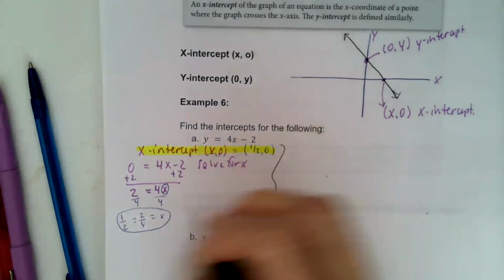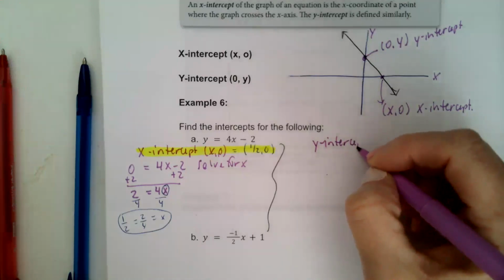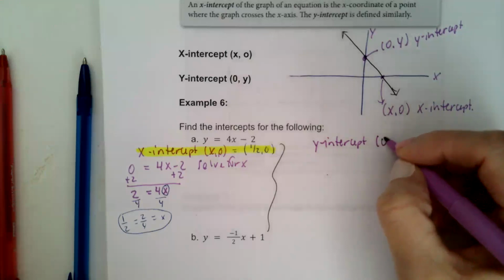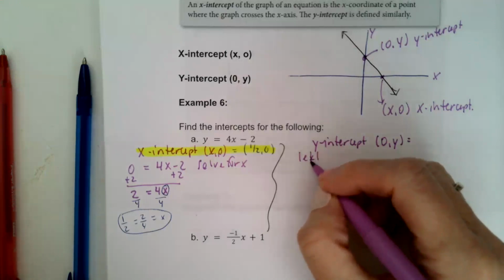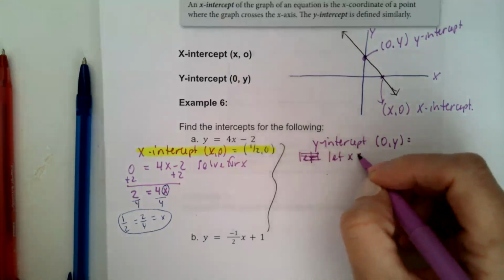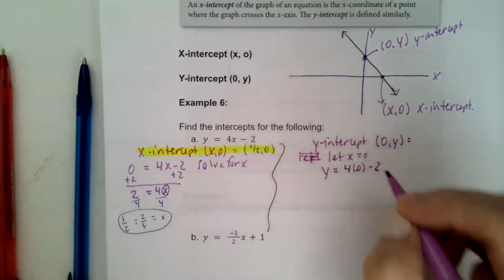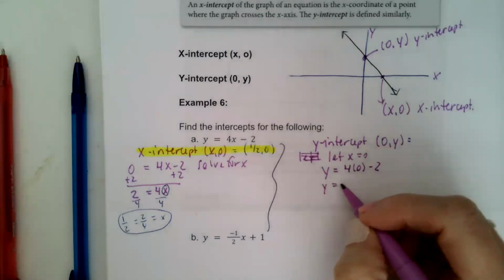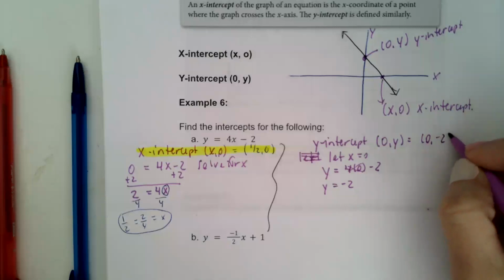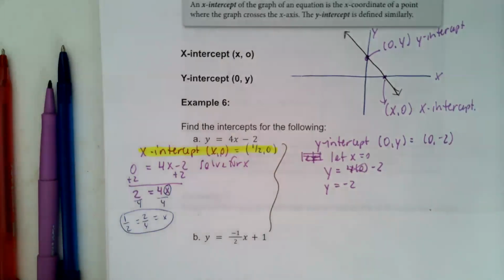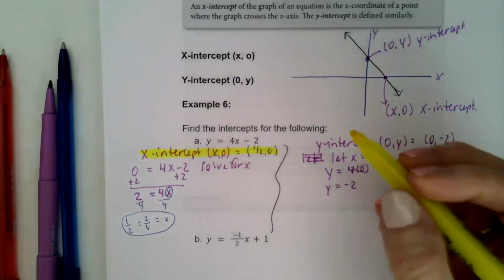Now we're going to find the y-intercept. So the y-intercept is actually easier to find. It is when x is 0, we're finding the y value. So we're going to let x equal 0. So y equals 4 times 0 minus 2. That's going to be y equals -2 because that goes to 0. So my y-intercept is (0, -2). Much easier to find because when we let x equal 0, that's all on the right-hand side. So it's easier to just simplify.